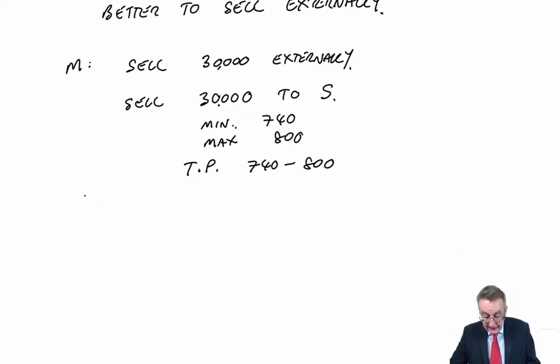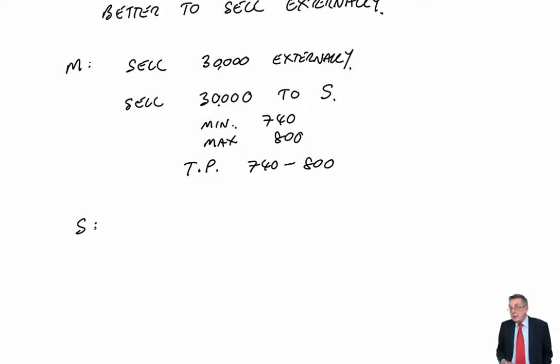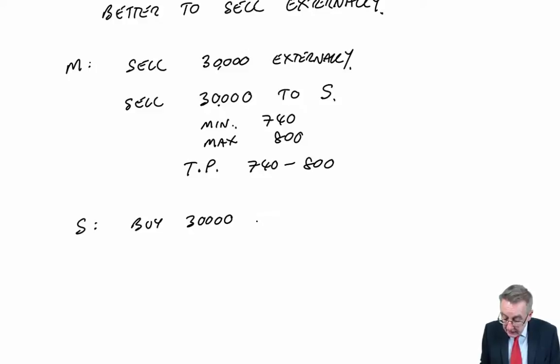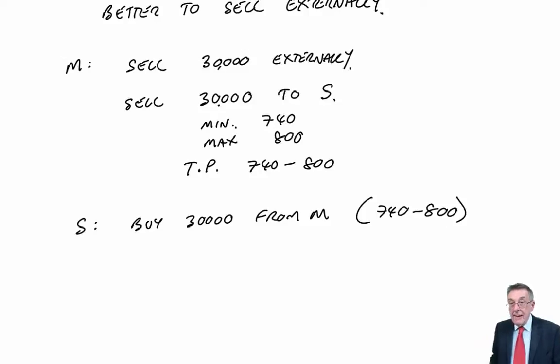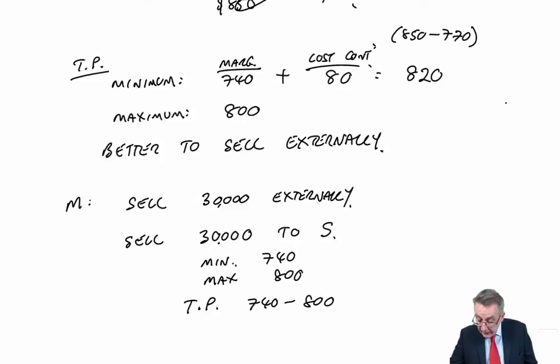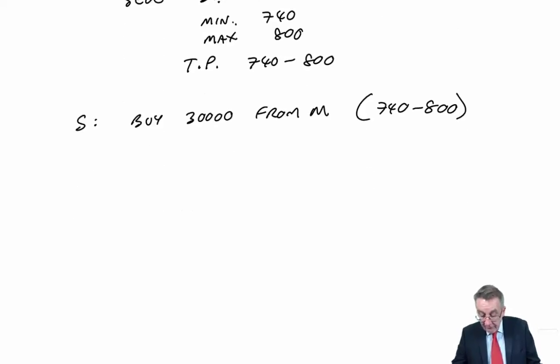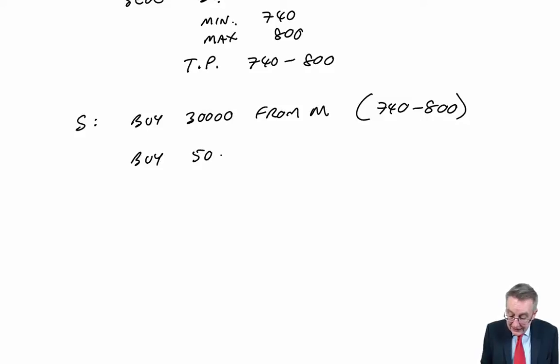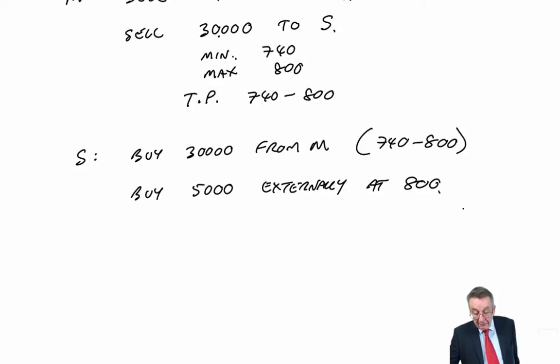What about S, though? M is only prepared to sell them 30,000. We've said about the external sales already. So they will buy 30,000 from M. The transfer price, anything between 740 and 800. But they actually want, what was it, 35,000, I think? Yeah, so the remaining 5,000 they'll buy externally at 800. And there we are. So that's what's going to happen.